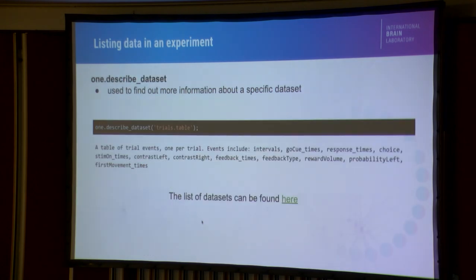Another useful method is one.describe_dataset, which allows you to find out more information about a given dataset. You can pass in a dataset name, and then you'll be printed information about this dataset. We also have a Google document that has a full appendix of all our different datasets, so we've got a link here. You can also refer to the descriptions there.